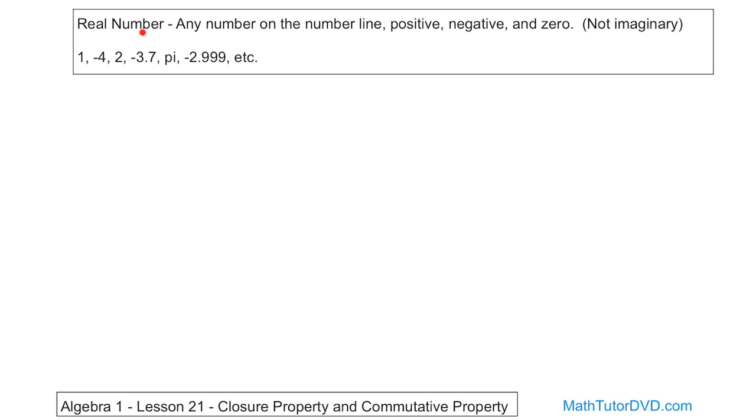So in any case, real numbers are basically any number you could possibly dream up that's not imaginary. It doesn't have an i in there. The imaginary numbers have the letter i associated with them. We'll talk about those much farther in the future.